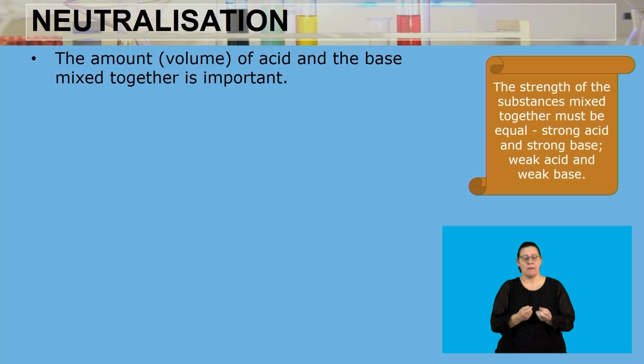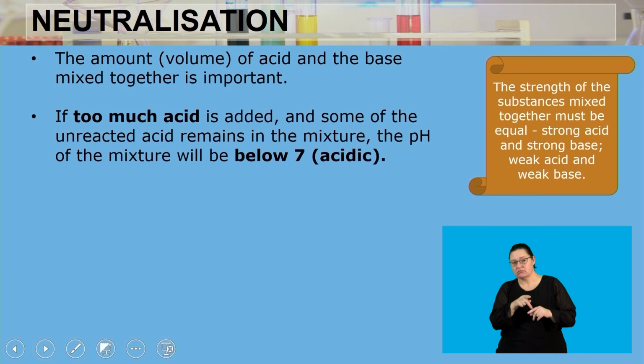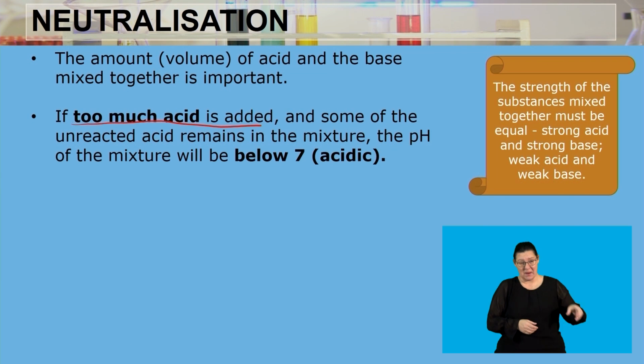Now, the amount or the volume of acid and base mixed together is very, very important. So we cannot just mix an acid and a base without knowing their strength, and also without knowing how much of each of those two substances we are mixing, because that is going to determine the product that you're going to be having. So if too much acid is added and some of the unreacted acid remains, then the mixture will be below 7. So that means the mixture is going to be acidic.